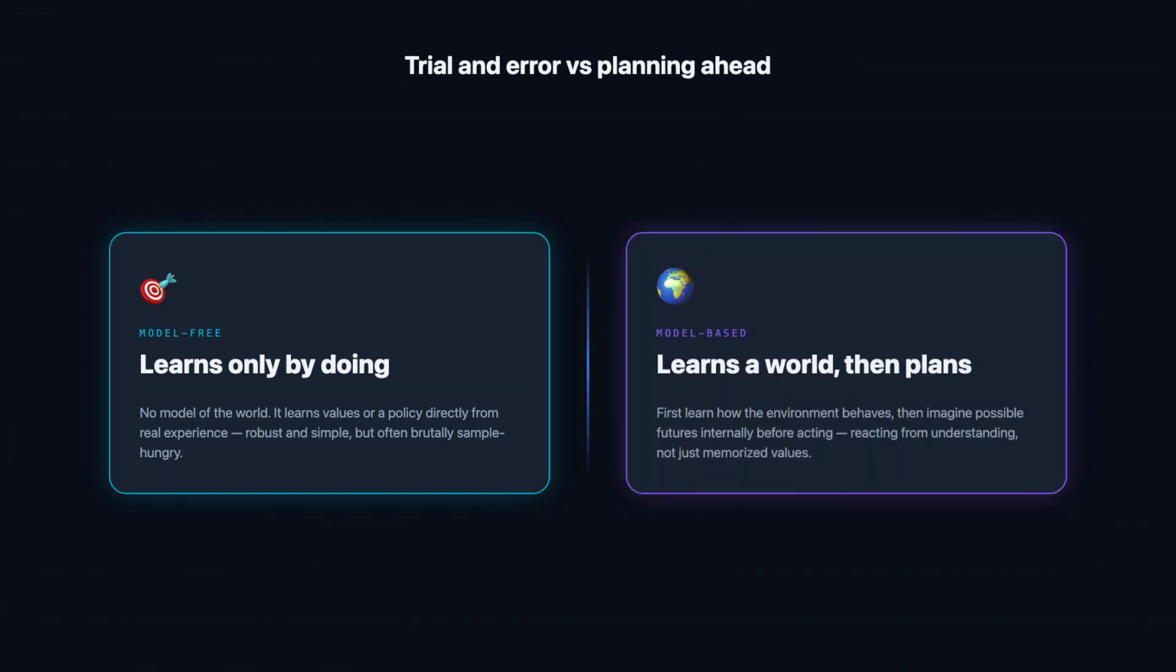This approach flips that around. The agent first learns a model of how the environment behaves, and then uses it to plan, imagining possible futures internally before it acts. Instead of only reacting from memorized values, it can genuinely look ahead. The environment becomes something it understands well enough to simulate in its head, not just something it blindly reacts to.